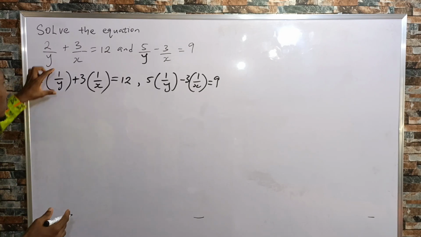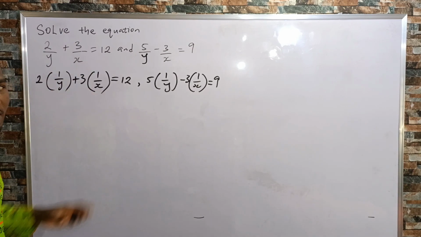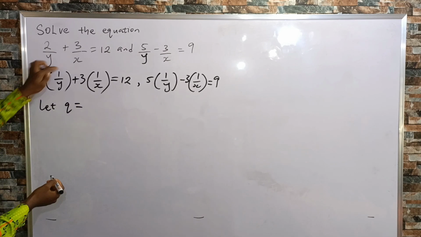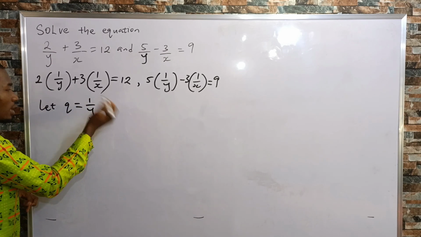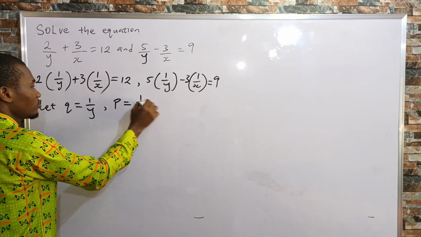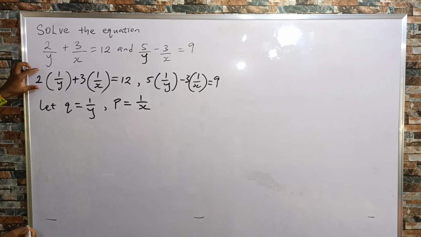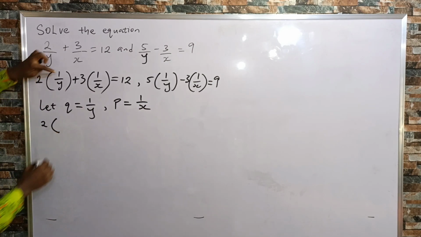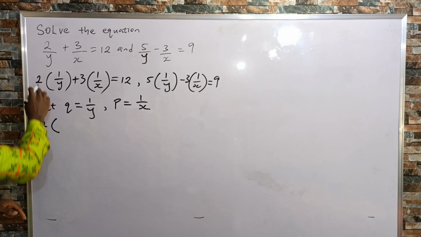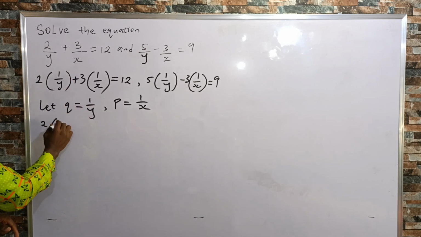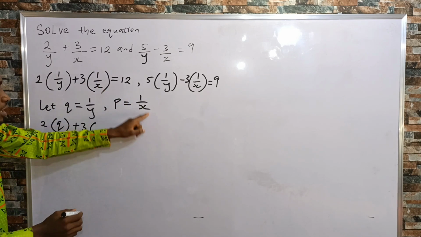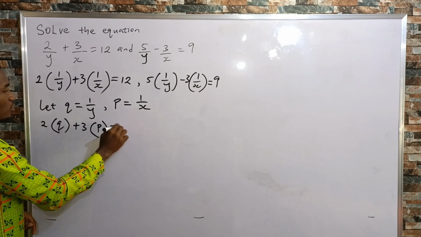Alright, looking at this, let's look for two letters that can replace the terms 1 over y and 1 over x respectively. Let's take q to be equal to 1 over y, and also let's take p to replace 1 over x, such that we now have 2 in brackets. Whenever we see 1 over y, we replace it with q. So 2 in bracket 1 over y now is our q, then plus 3 in bracket 1 over x is now our p, and that is equal to 12.